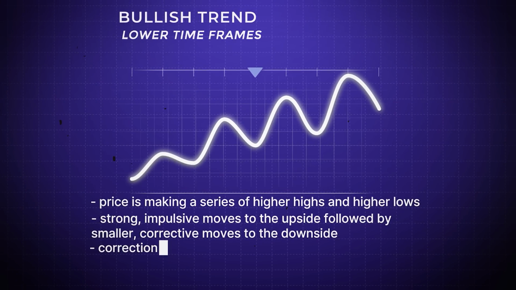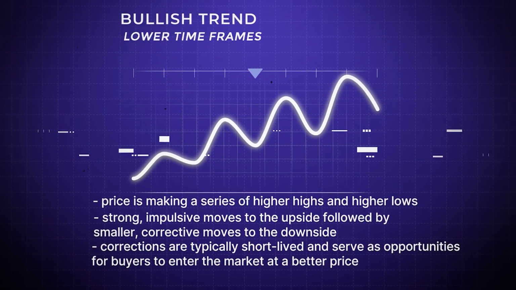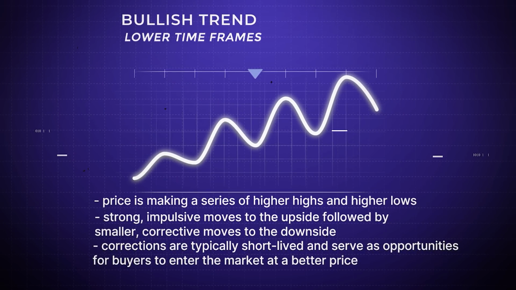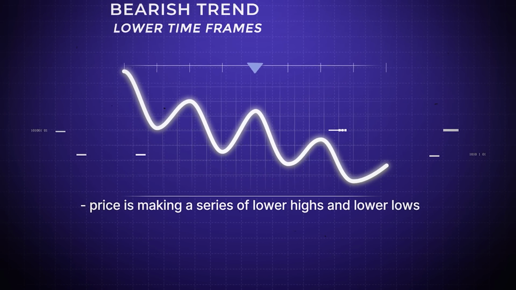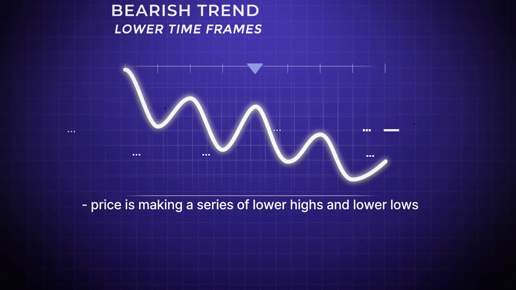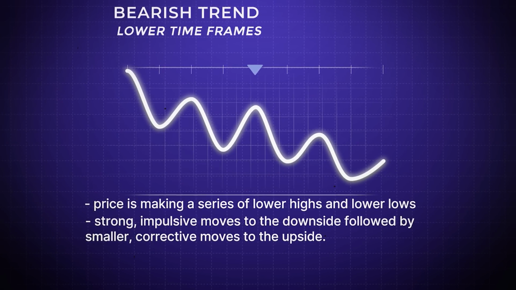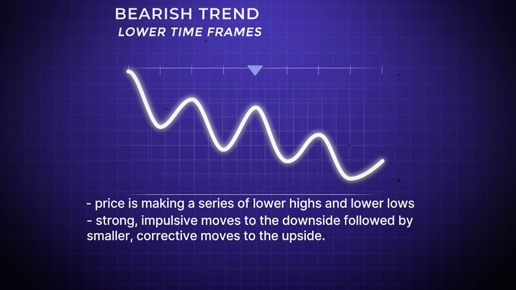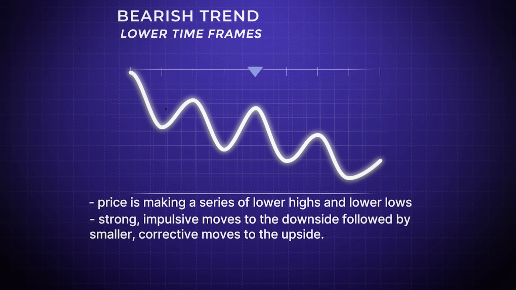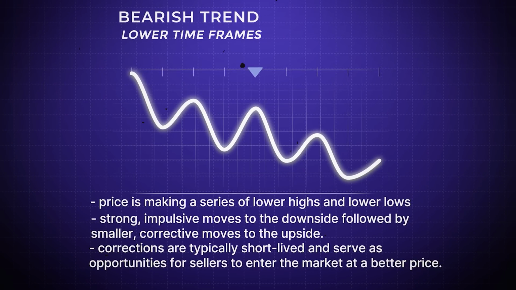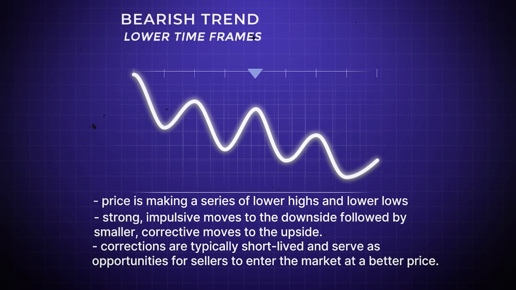In a bullish trend, you'll often see strong, impulsive moves to the upside, followed by smaller, corrective moves to the downside. These corrections are typically short-lived and serve as opportunities for buyers to enter the market at a better price. On the flip side, if price is making a series of lower highs and lower lows, then the trend is bearish. In a bearish trend, you'll often see strong, impulsive moves to the downside, followed by smaller, corrective moves to the upside. These corrections are typically short-lived and serve as opportunities for sellers to enter the market at a better price.